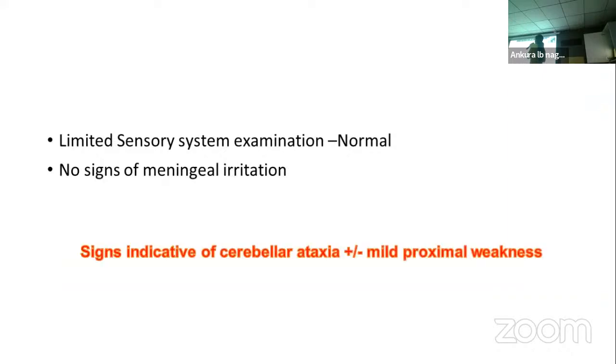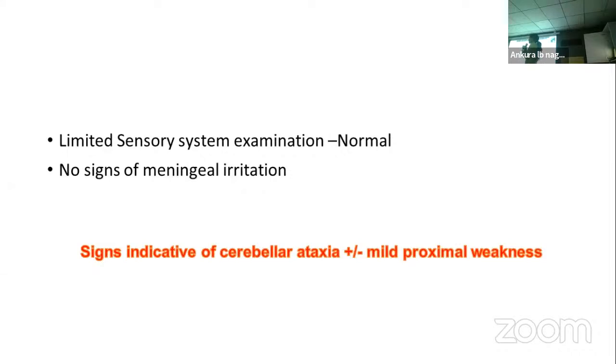Limited sensory system examination was normal. There were no signs of meningeal irritation. By the end of CNS examination, there were signs indicative of cerebellar ataxia with mild proximal muscle weakness. What are the other signs of cerebellar involvement? In general, what are the other signs when you suspect a cerebellar lesion?